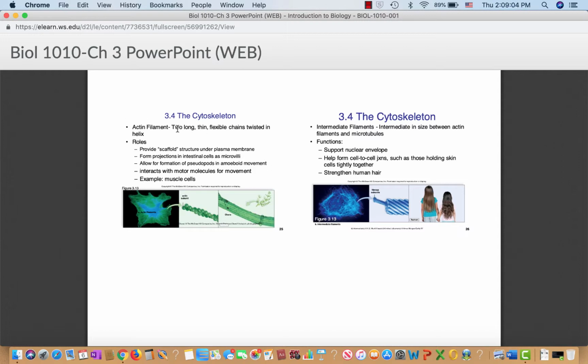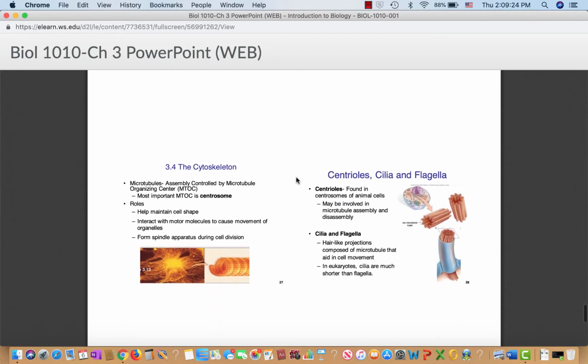And the actin is two long, flexible, twisted chains, kind of like you see here. Intermediate filaments, as the name implies, are intermediate size between microtubules and actin, and they function to support the nuclear envelope, help form cell junctions, strengthen your hair, that sort of thing.